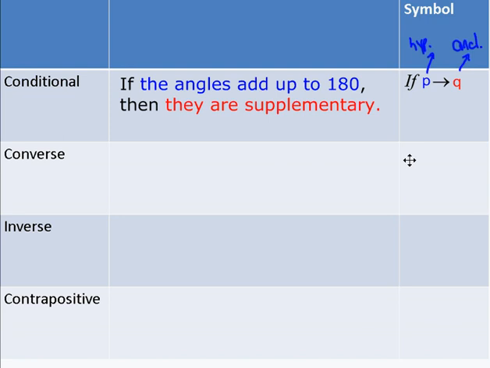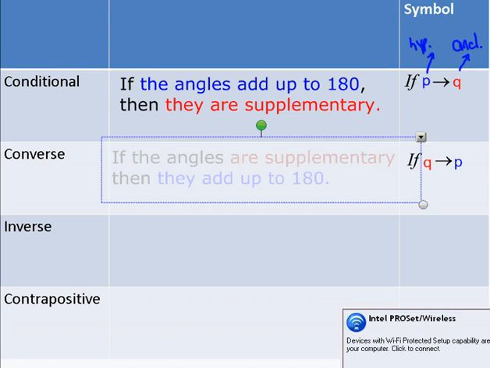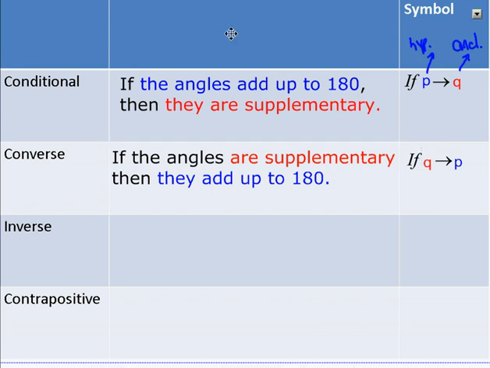So what's the converse of this conditional? Well, the converse switches P and Q, switches the conclusion and the hypothesis. So the converse here would be: if the angles are supplementary, then they add up to 180. That would be the converse, because we just switched the hypothesis and conclusion. Switch P and Q.